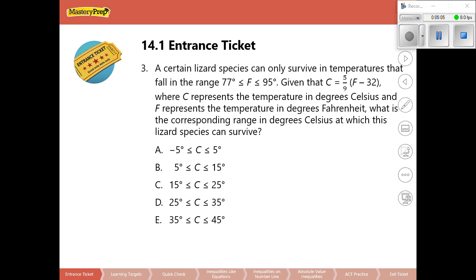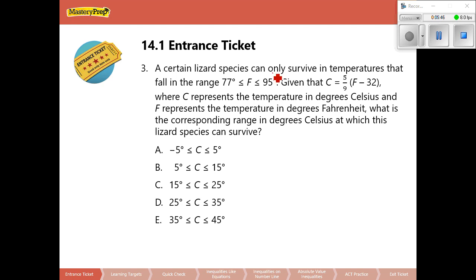Well, let's look at the last one. A certain lizard species can only survive in a temperature that falls in the range of 77 degrees to 95 degrees. Given that Celsius is equal to 5/9 times Fahrenheit minus 32, where C represents the temperature in degrees Celsius and F represents the temperature in degrees Fahrenheit, what is the corresponding range in degrees Celsius at which the lizard species can survive? Well, do any of these ranges have the same minimum or maximum value? The same top or bottom? No.